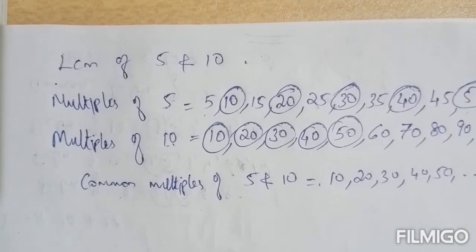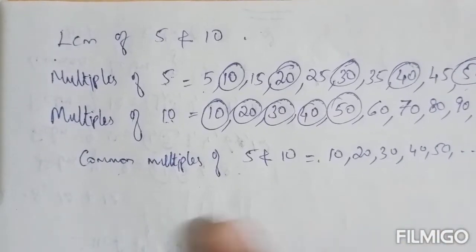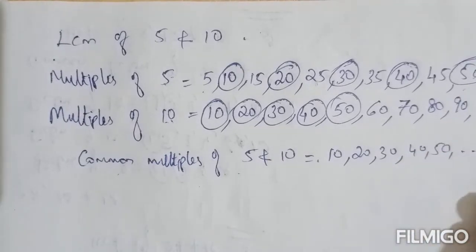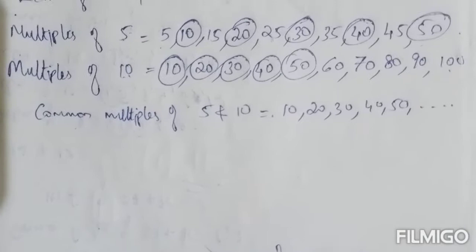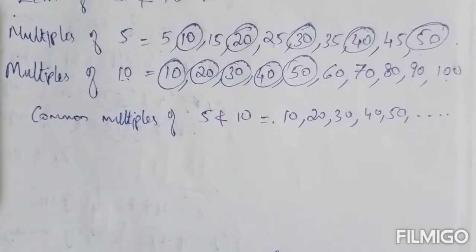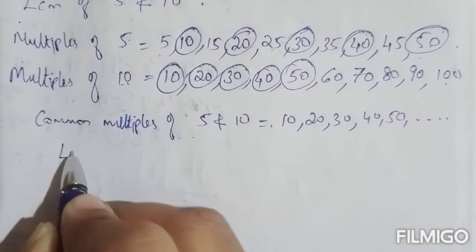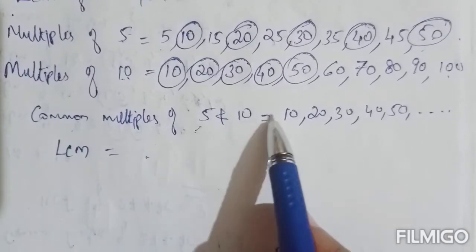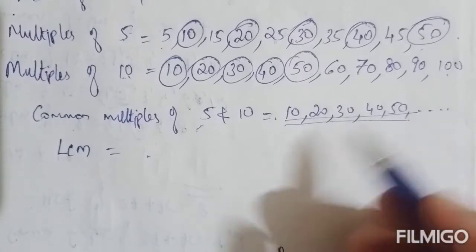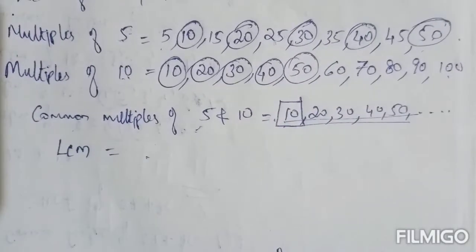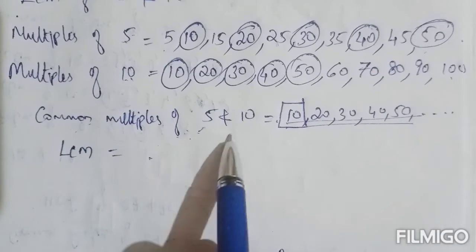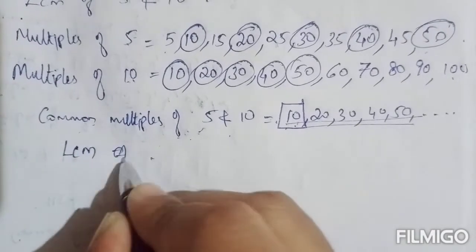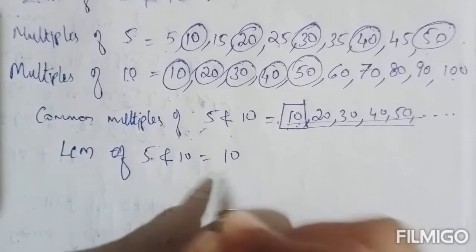Okay, there are many multiples of 5 and 10. We wrote only up to 50 and up to 100. That's why we got this many numbers only. Okay, now you can find the lowest common multiple or LCM. That means which one is the lowest among these multiples. The lowest number we can see here is 10. Okay, among common multiples of 5 and 10, the least number or lowest number is 10. So, LCM of 5 and 10 will be 10.